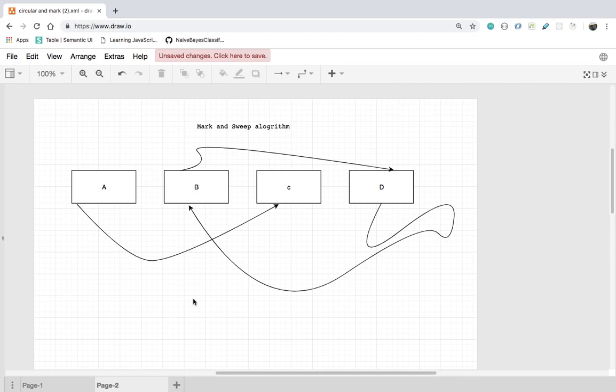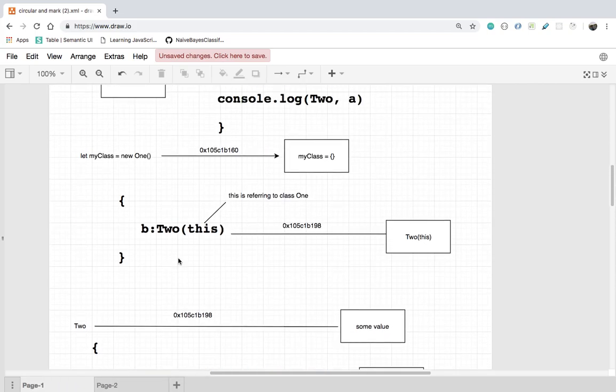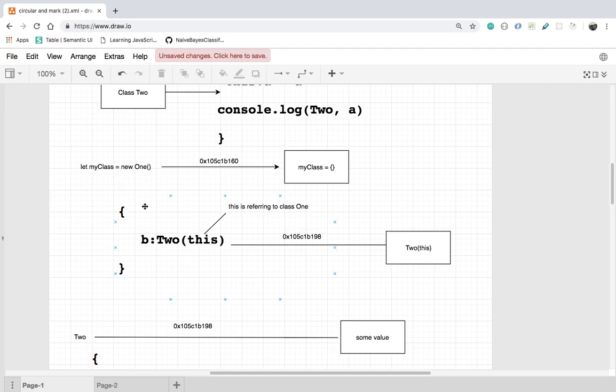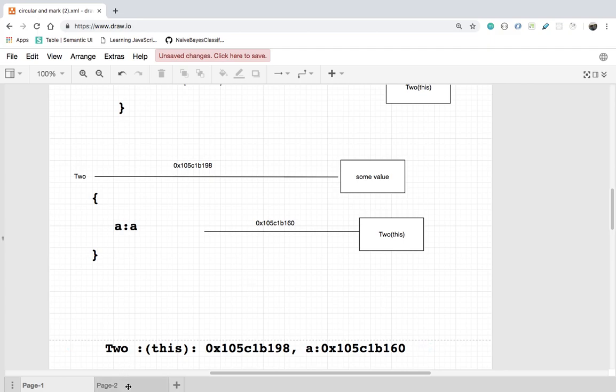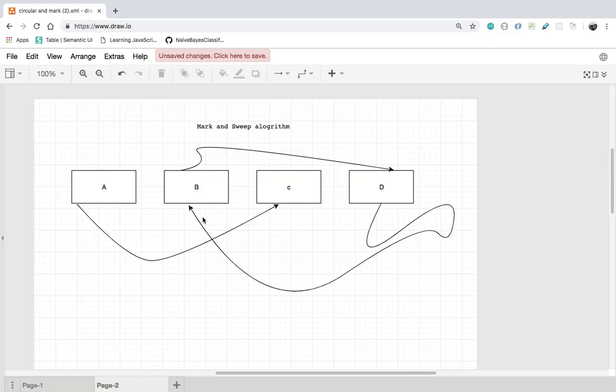In our first example, the objects were not referenced by the global object. It was my class in our example, if I'm not wrong. Yes, it was my class. Consequently, they were unreachable by the garbage collector. As of 2012, all modern browsers ship a mark and sweep garbage collector.